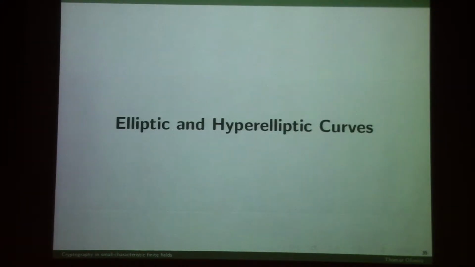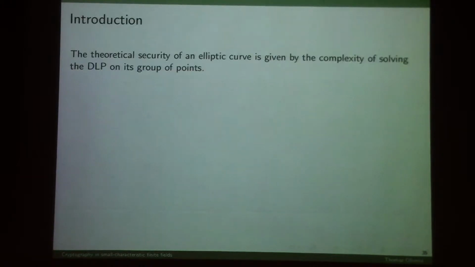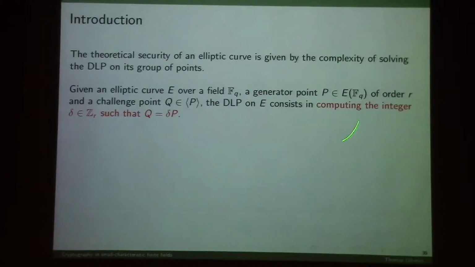Okay, and the last part of our work is here. We analyze the security of binary elliptic curves and hyperelliptic curves. The discrete logarithm on elliptic curves is different. We have a curve E over a field F, a generator P of this curve of order r, and a challenge point Q in the group generated by P. So the DLP on E consists in computing the integer delta such that Q equals delta times P.